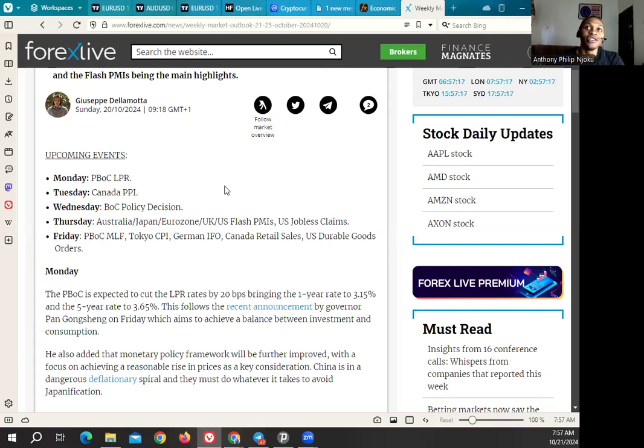So this is a policy decision, which has to do with interest rate. We're going to read more details for that. On Thursday, we have the Australian, Japan, Eurozone, UK, US flash PMIs. Thursday is going to be another high impact news day. Like you can see here, the flash PMIs are one of the main headlines for the week. Then we have the US jobless claims data on Thursday as well.